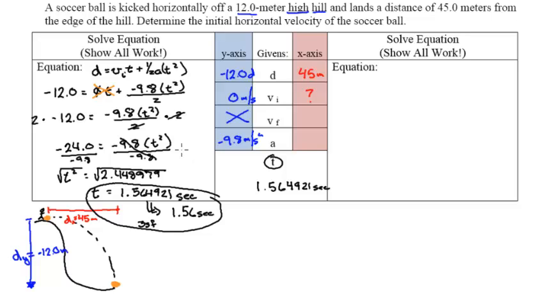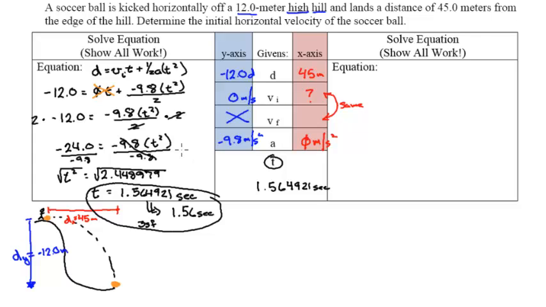Now, I know a distance, I don't know a velocity initial, and really I don't know a velocity final, but do I know that these two numbers are going to be the same? Does the ball in the x-axis have a constant velocity? Is it speeding up? Is it slowing down? Is it accelerating? Is it decelerating? If the answer is no to all of those questions, this is 0 meters per second squared.